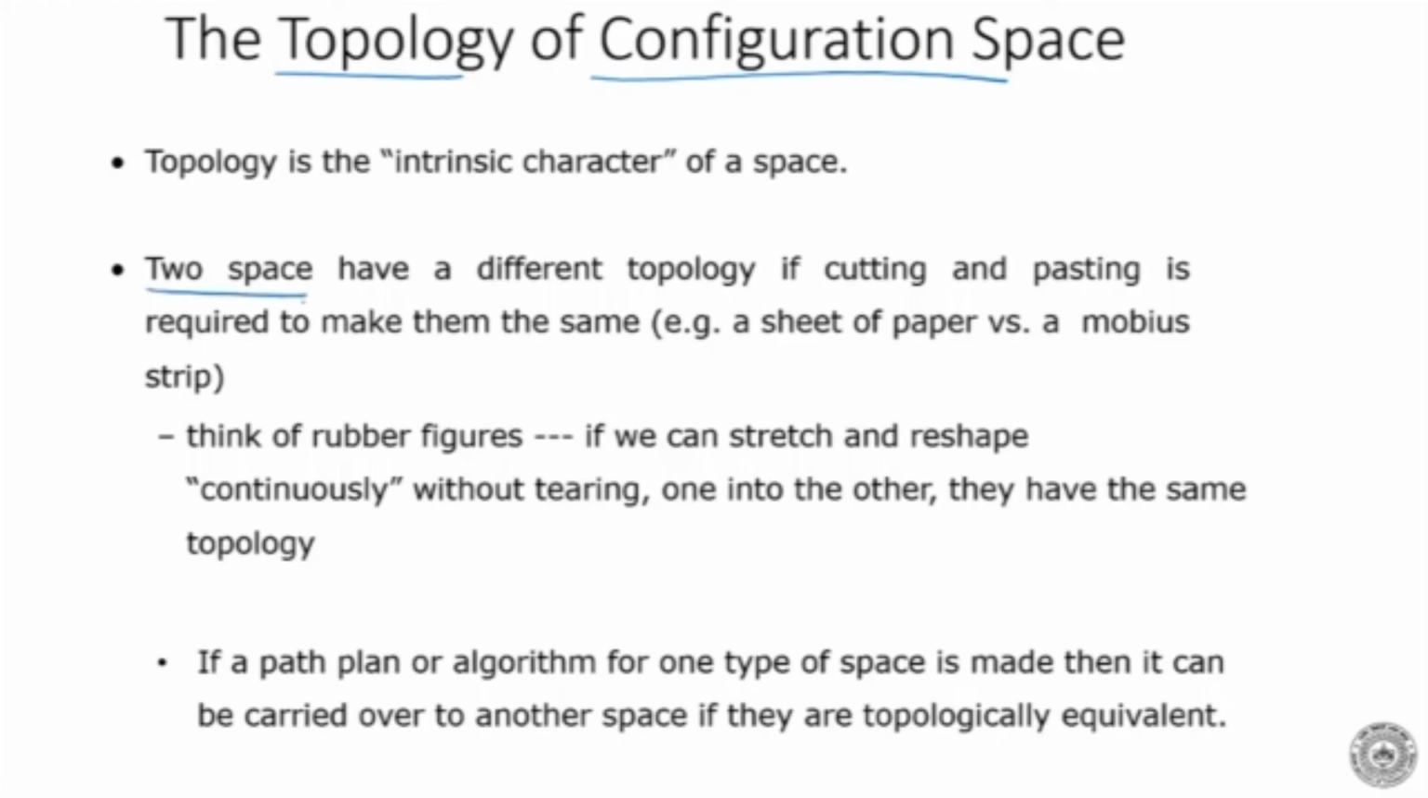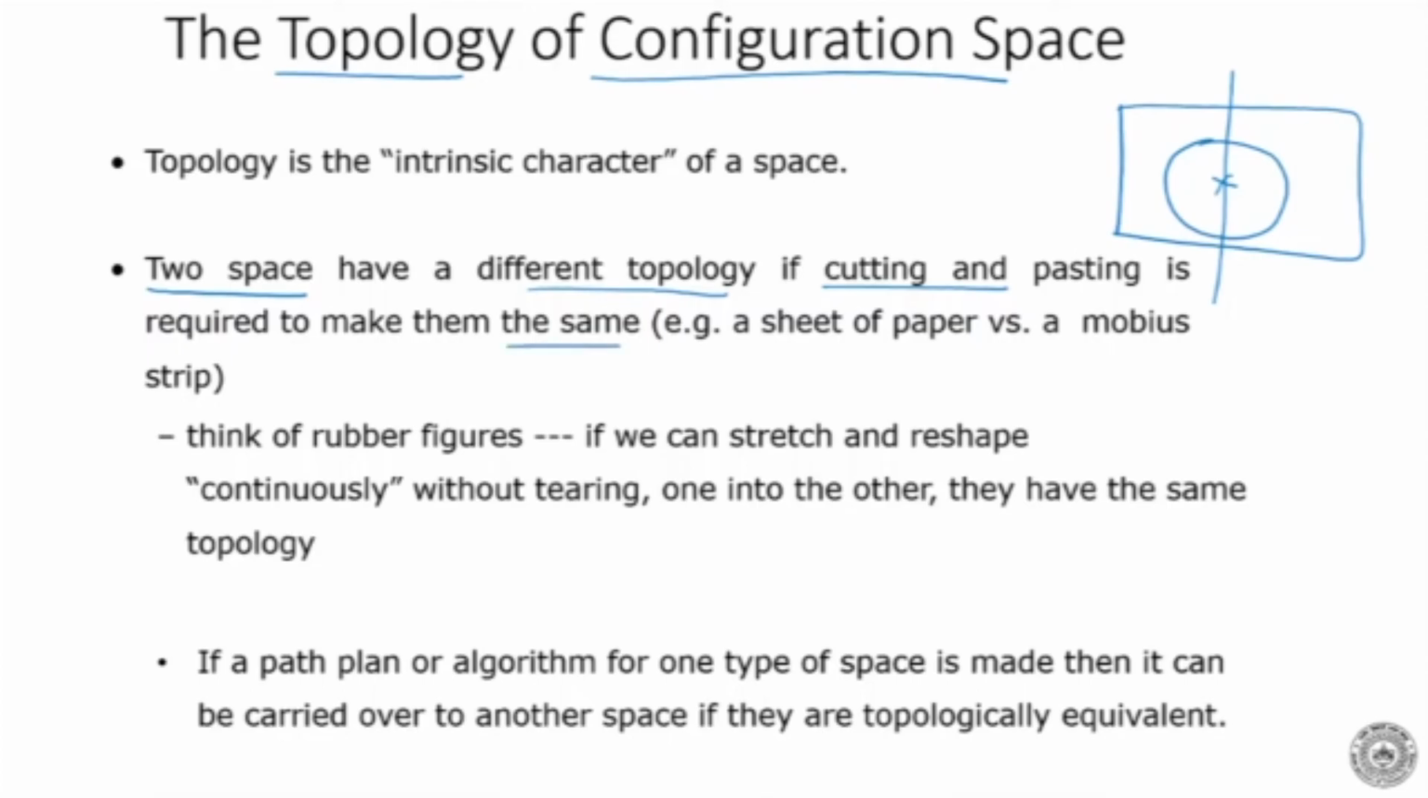Now, two spaces have different topology if cutting and pasting is required to make them the same. Suppose I have a circle and I have points inside. If I want to take these points outside, I have to cut actually. Okay, then they can come out. So, two spaces have different topology if cutting and pasting is required to make them the same. Now, if a path plan or an algorithm for one type of space is made, then it can be carried over to another space if they are topologically equivalent. Otherwise, they cannot be transferred between spaces.